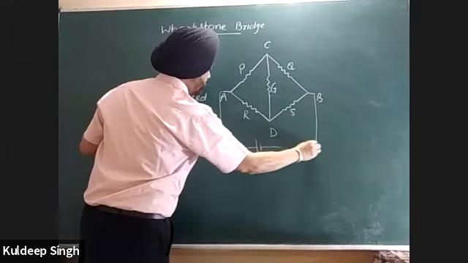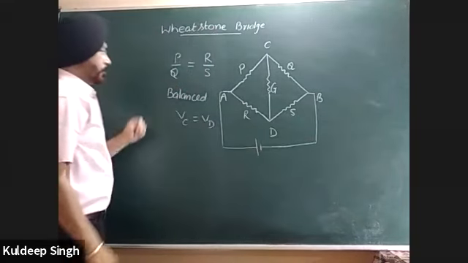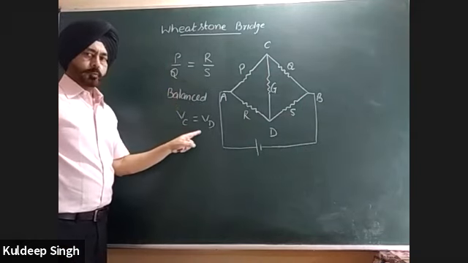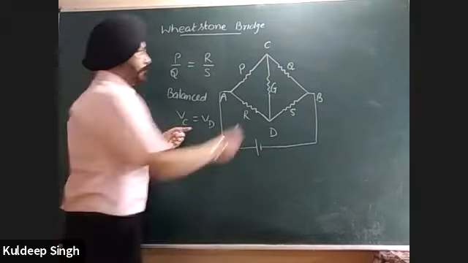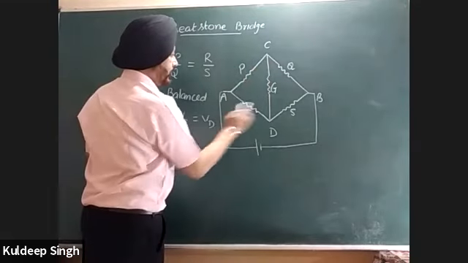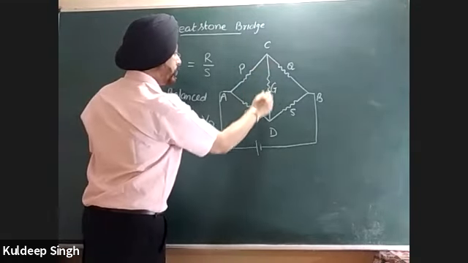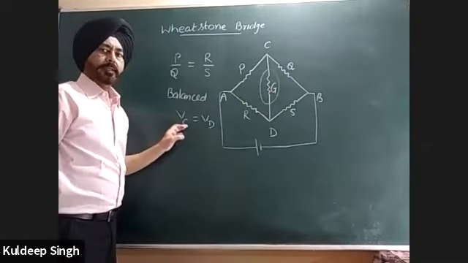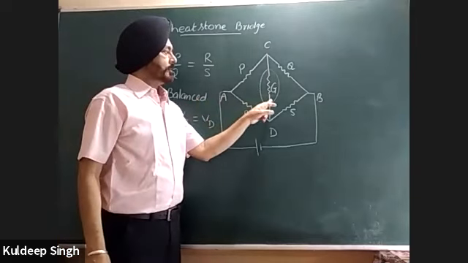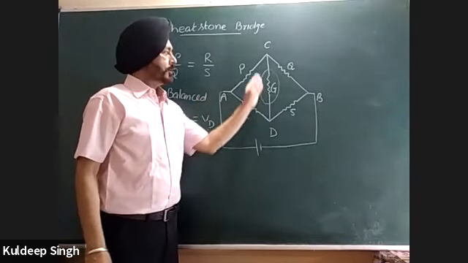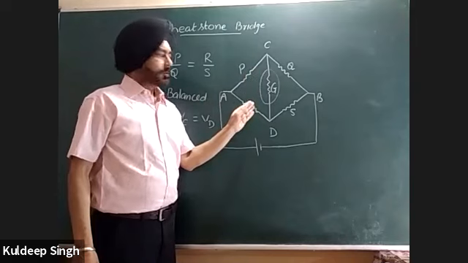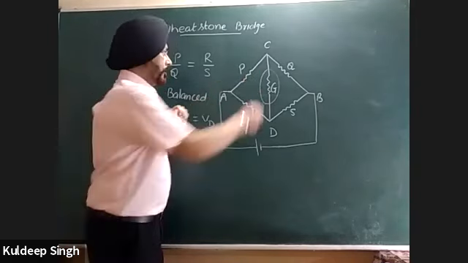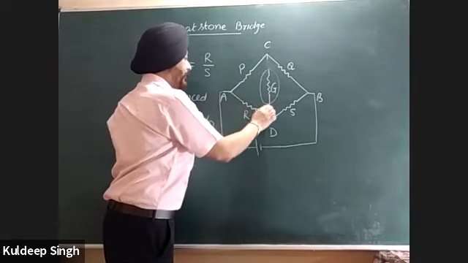Battery is connected here. So when this condition is satisfied, at that time this is also true. As a result, when potential at C and D is the same, there will be no current in this fifth resistance. So therefore, we can remove this resistance because there is no current. There is no use of connecting this resistance, so now I can disconnect it.